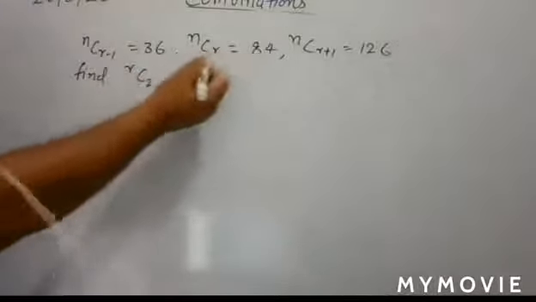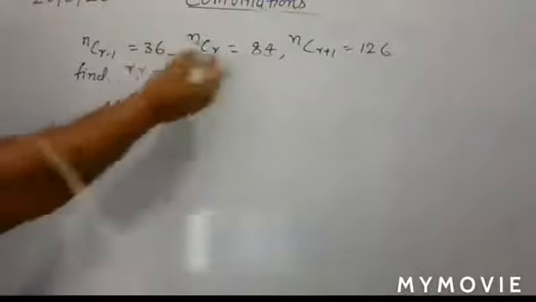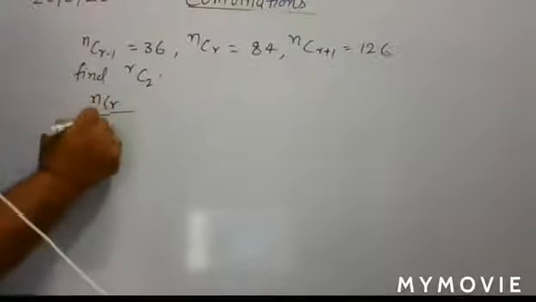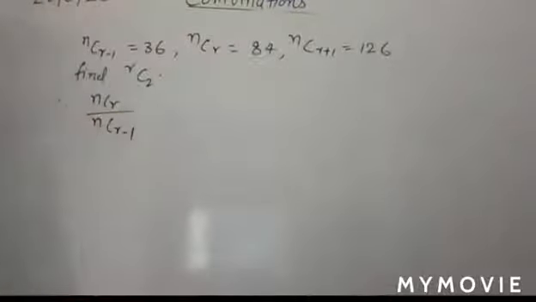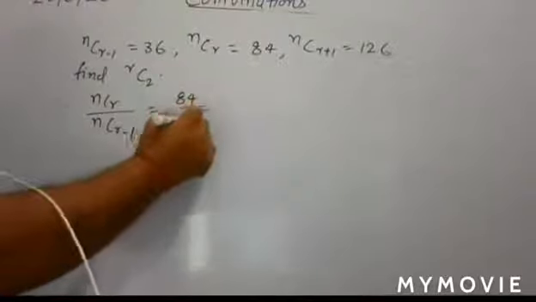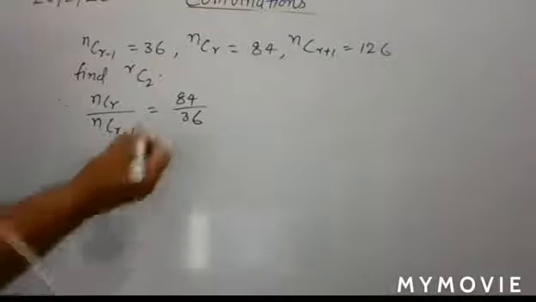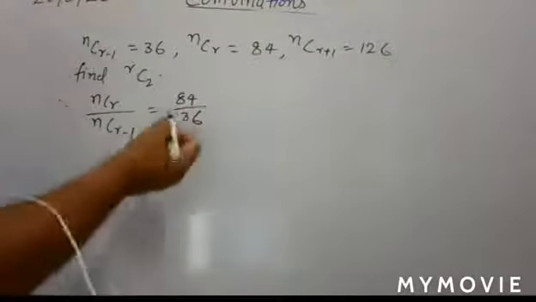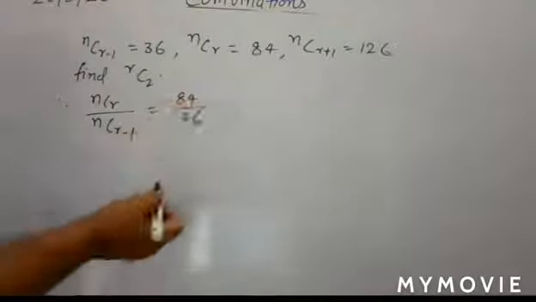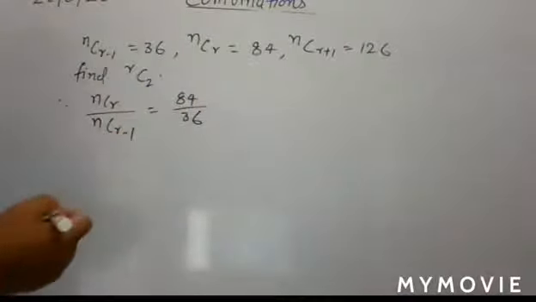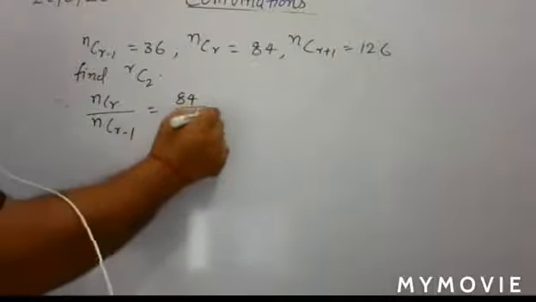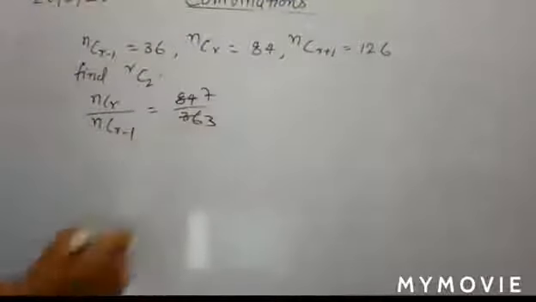So here I take the ratio of first and second. You write nCr upon nCr minus 1 is equal to 84 upon 36. Yes, you can write it in this way. Just applying the formula, you see these two terms are cancelled. Cancel it: 12 threes are 36, 12 sevens are 84.